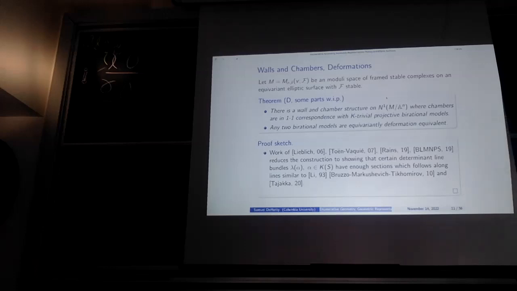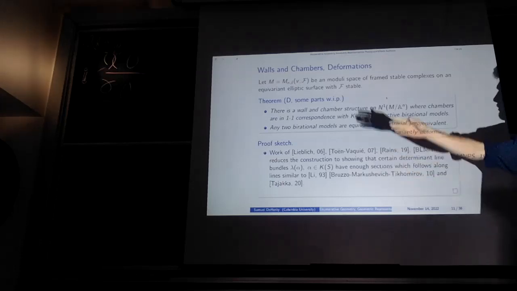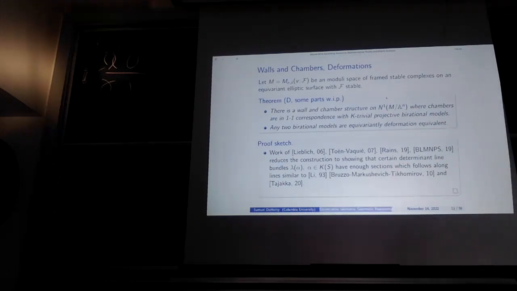We have a wall and chamber structure on the class of relative Cartier divisors of these moduli spaces over A_N, where chambers are in one-to-one correspondence with K-trivial, so also in this case holomorphic symplectic, projective birational models of that surface. In examples analogous to the two-dimensional case, this says that all of our birational models essentially correspond to things that look like this, these maps from M prime to M, where one of our P1s gets replaced with a curve of degree N plus one and N on either side.